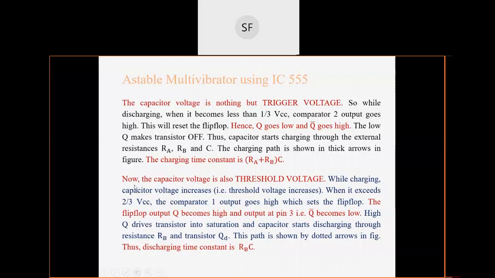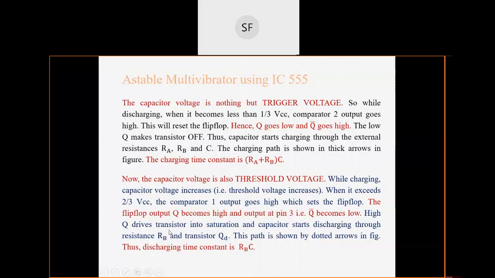So similarly, what happens when the voltage across your capacitor becomes greater than 2 by 3 VCC? It is mentioned in this paragraph. So now the capacitor voltage is also the threshold voltage. Yes, we know that. While charging, the capacitor voltage increases, that is, the threshold voltage increases, and when it exceeds 2 by 3 VCC, the comparator 1 output goes high, which sets the flip-flop. The flip-flop output Q becomes high and the output at pin 3, that is Q bar, becomes low.